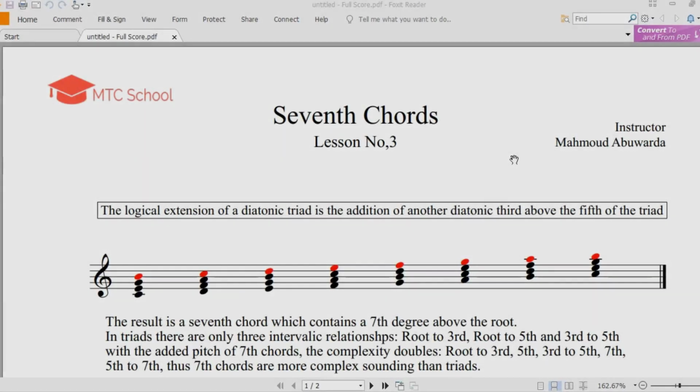Welcome to the third lesson. Today we will talk about the seventh chord, and also about triad versus seventh chord. About the seventh chord, there is something very important we need to know.